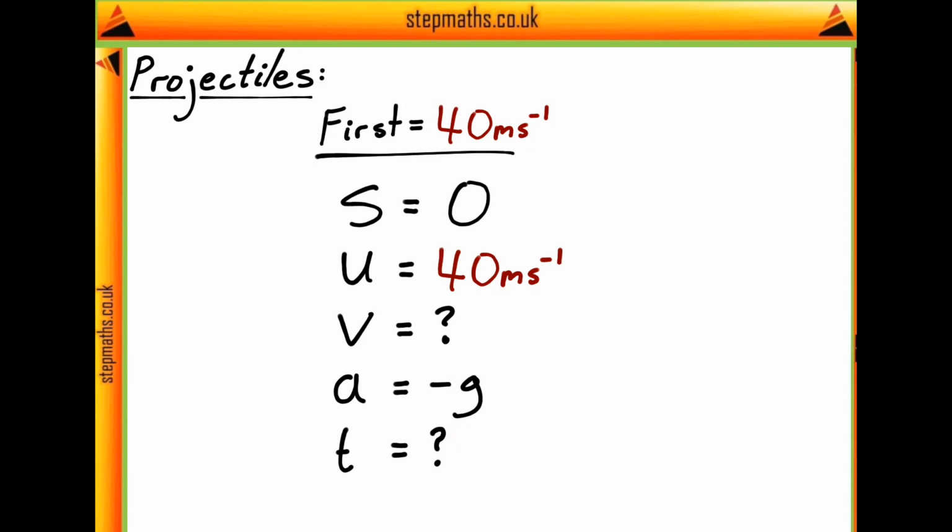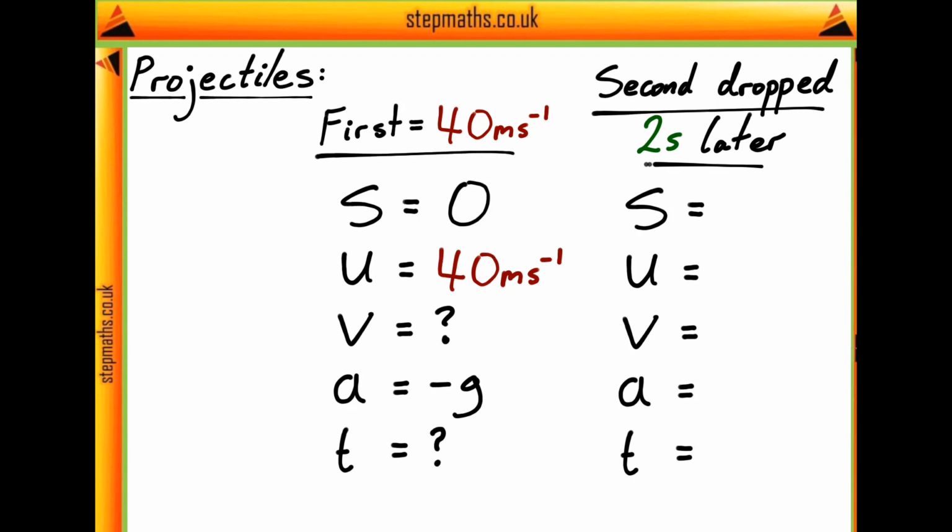Now, how about we look at our second projectile, which is going to be dropped 2 seconds later. So here we're going to be looking for the displacement from its initial of minus h. The initial velocity is 0 since it's dropped from rest. We don't know its final velocity. The acceleration is going to be exactly the same, and the time is going to be the same thing, but 2 seconds less, because it's dropped 2 seconds later.